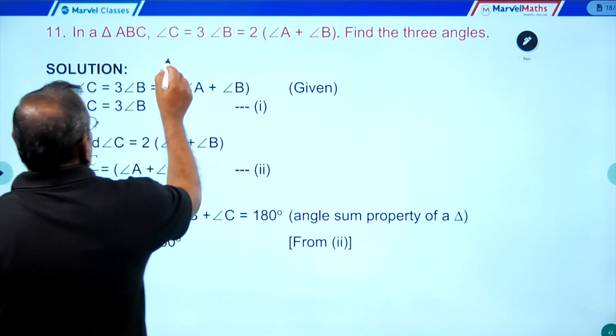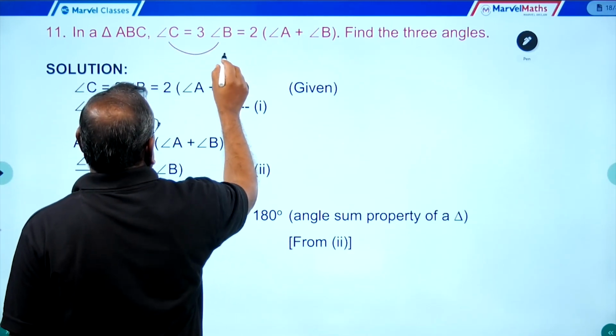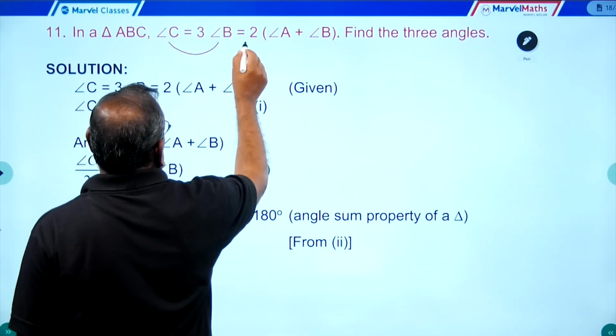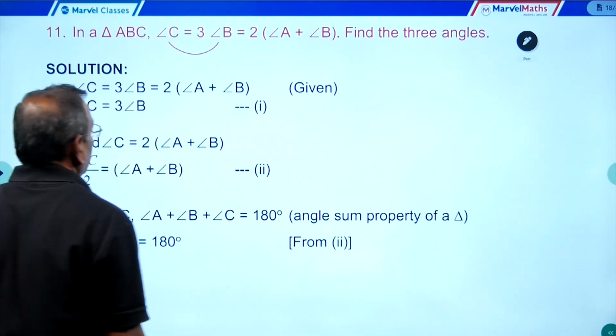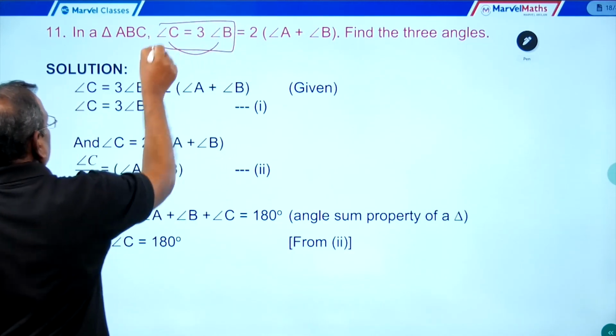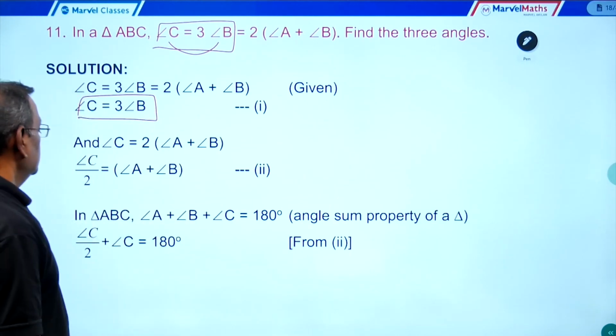So first condition, C equal to 3B, and one more linear equation. Measure angle C equal to 3 times measure angle B equal to twice of measure angle A plus B. Find the 3 angles. So this is the given condition. First take this condition: measure angle C equal to 3 times B. Assume this is equation 1.